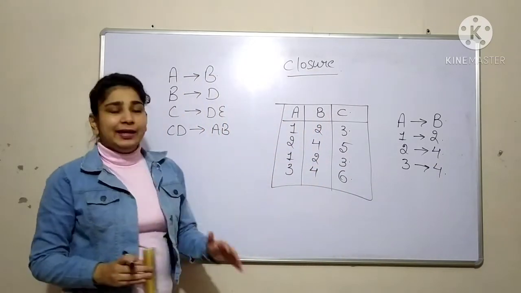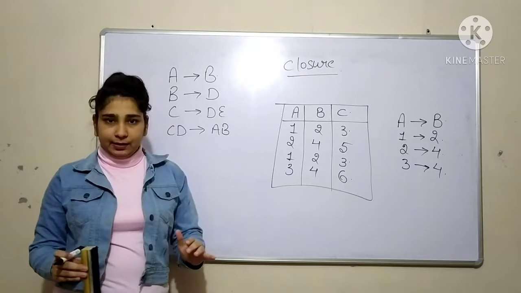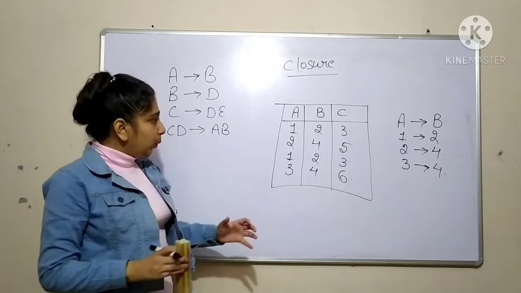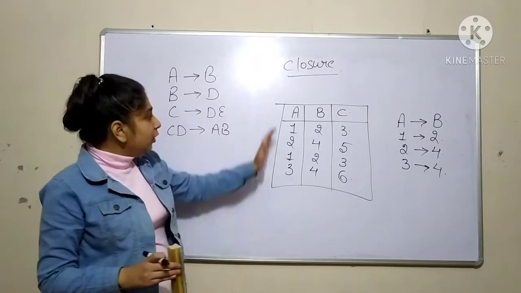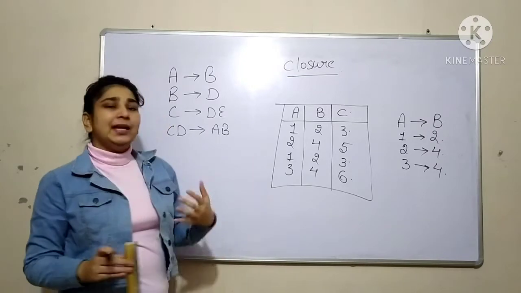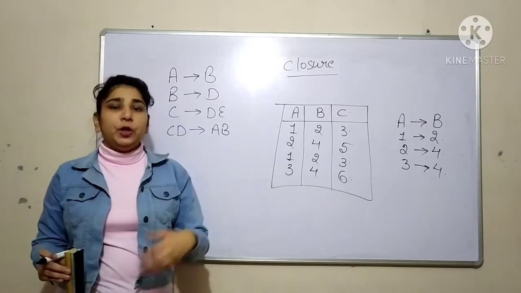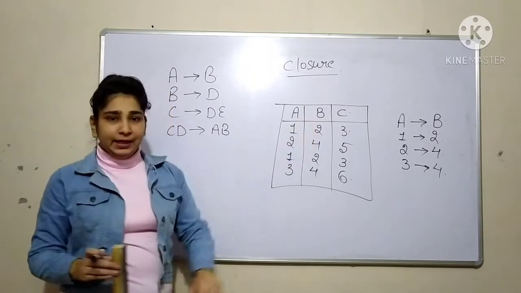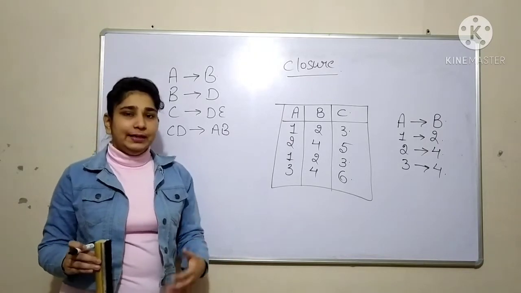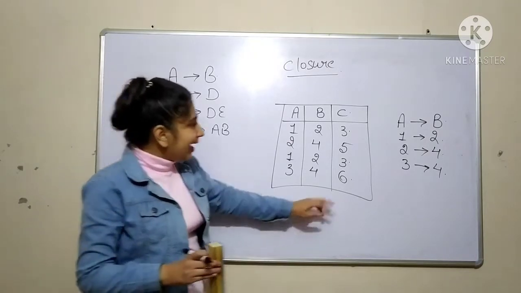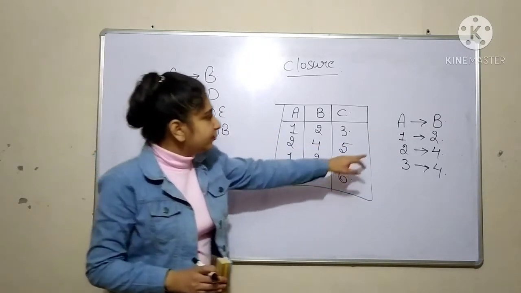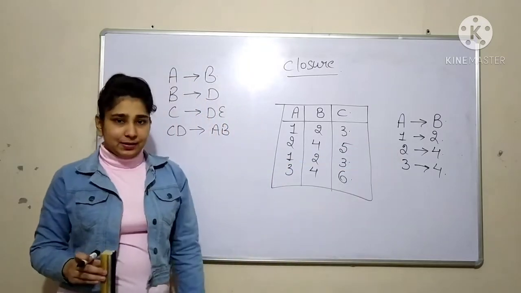So for each and every value of A, we are getting a unique value of B. We are getting a definite answer for each and every value of A. You can pick any value of A, and if you find the value of B corresponding to it, you will get one definite answer. So that means this functional dependency is right.